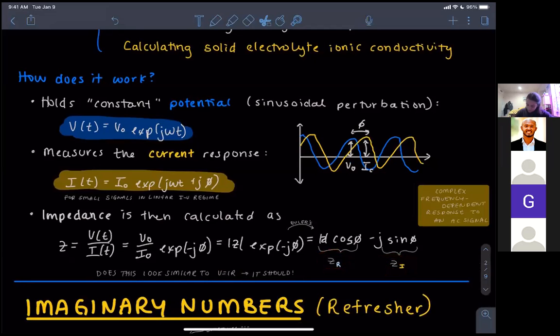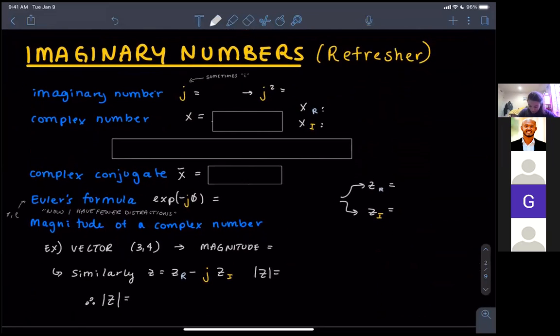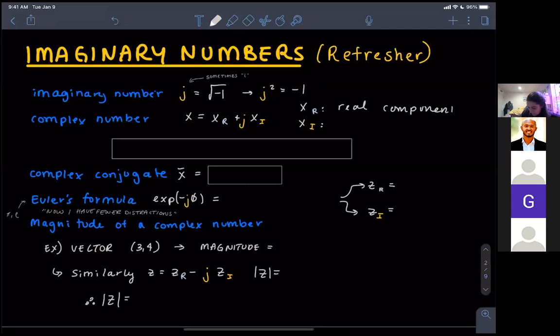All right, so now let's refresh on some imaginary number stuff. First and foremost, j, sometimes i, is our imaginary number in this case, which is just equal to the square root of negative 1. And thereby j squared is just equal to negative 1. If we want to write a complex number, which has a part that is real and a part that is imaginary, we usually do it in this form. Again, the real part on the left, the imaginary part on the right. And just to drill that home, x sub r is the real component, and x sub i is the imaginary component.